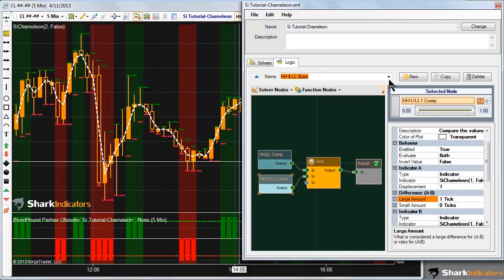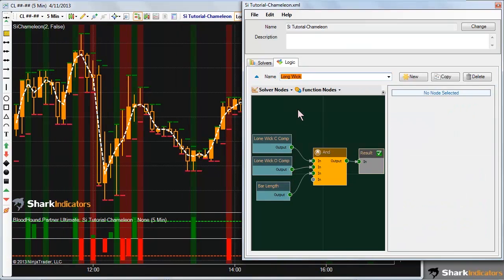Alright, so let's move on to the next example. In this example, I'm looking for long wicks. So if we take a look on the chart, if I have a long upper wick, then I'm going to get a short output. If I have a long lower wick, I'm going to get a long output. So we can see right here we have a really long lower wick, and I'm getting a long output from the lower wick. And when we have this long upper wick, I'm getting a short.